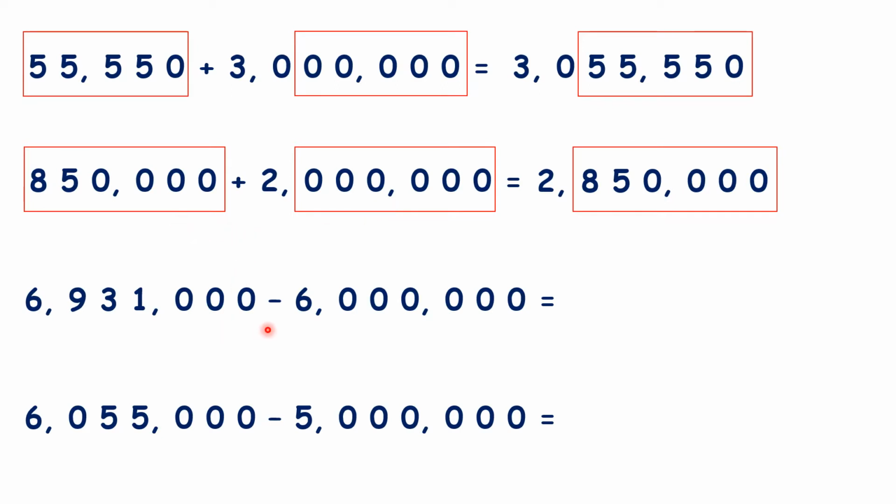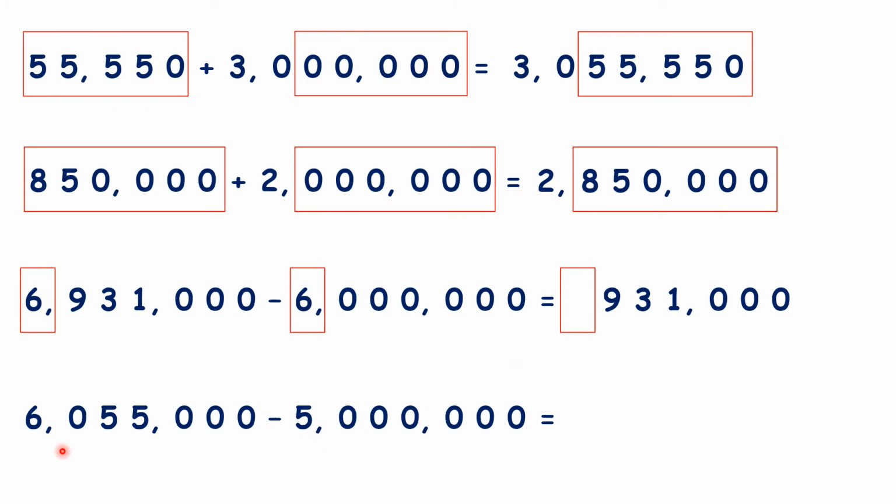Now on to subtraction. We have 6,931,000 minus 6 million. So we're taking away the millions digit. So we have 931,000 because we subtracted all of the millions.